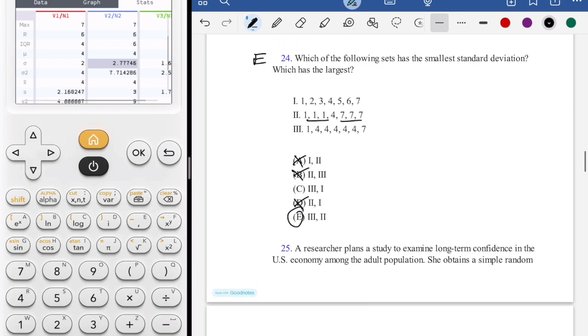Oops, sorry, didn't mean to hop ahead. Number 25, I'll start reading it.